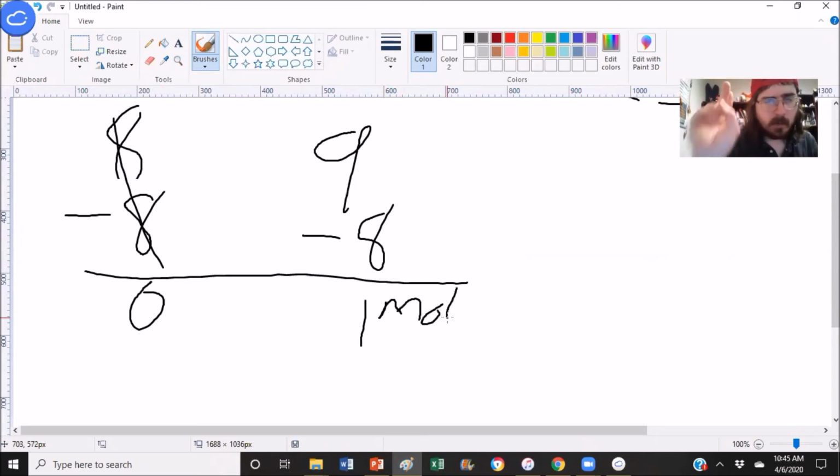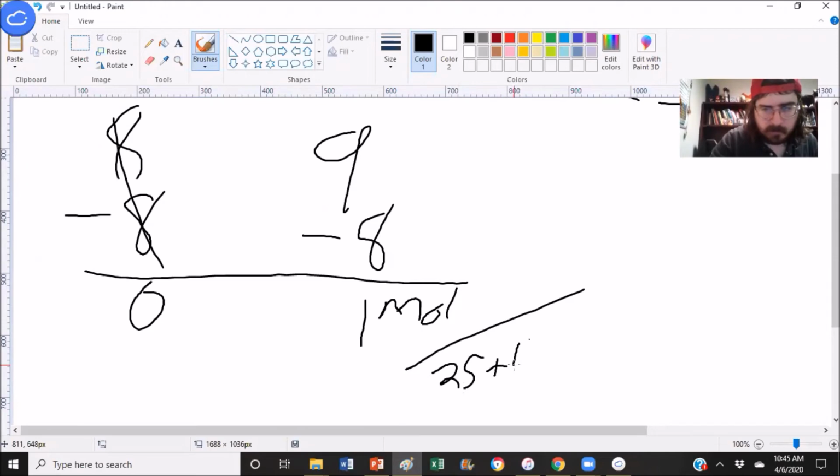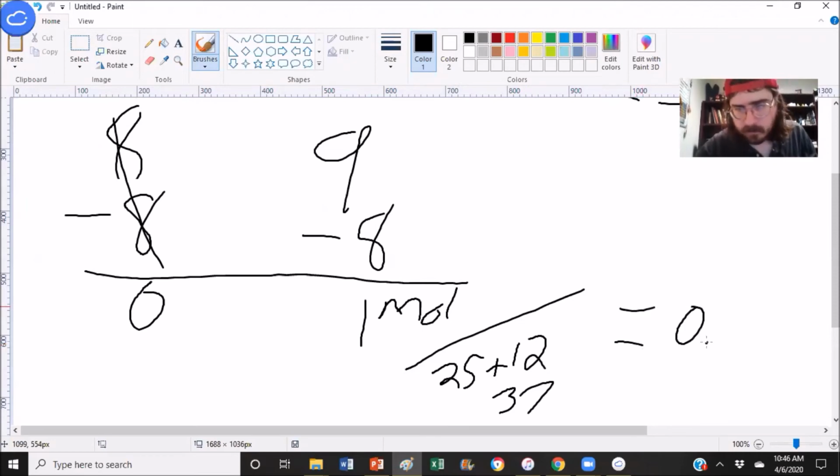Step 3, we have to calculate our dilution. We added 25 mils of base and we have 12 mils of acid. So that's going to be how much volume? 37. So 1 divided by 37 is how much acid we have. That's 0.027.